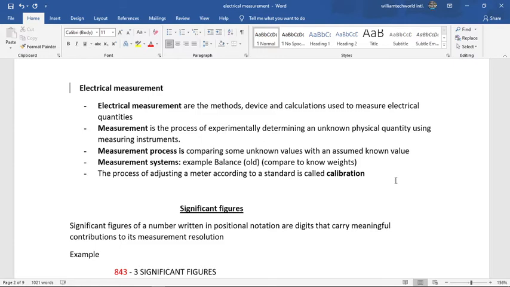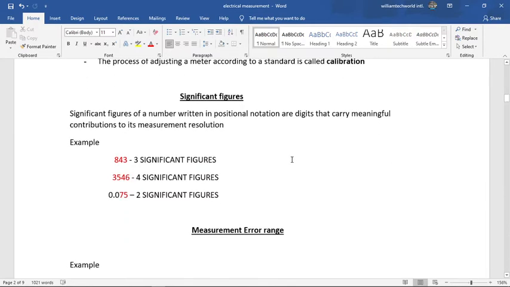And the process of adjusting a meter according to standard is called calibration. So the process at which you try to adjust a meter according to a known standard, you have a standard that you follow and try to adjust the meter, is called calibration. So now significant figures are very important in measurement.